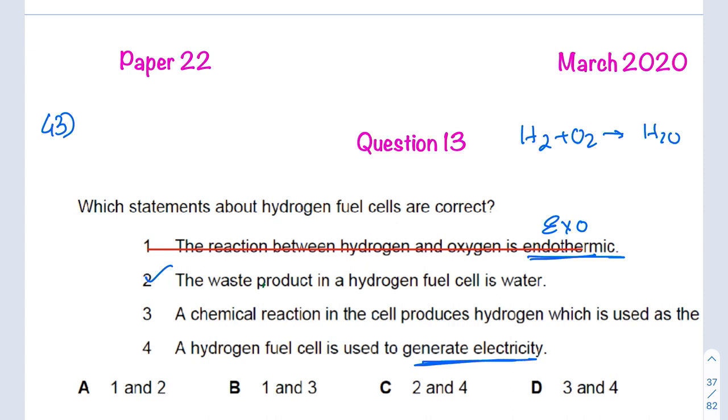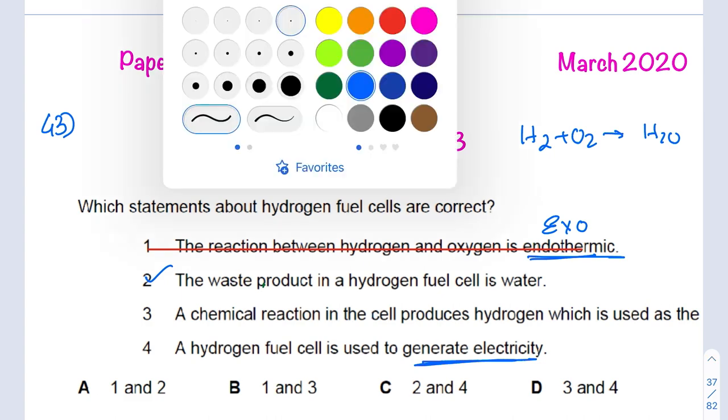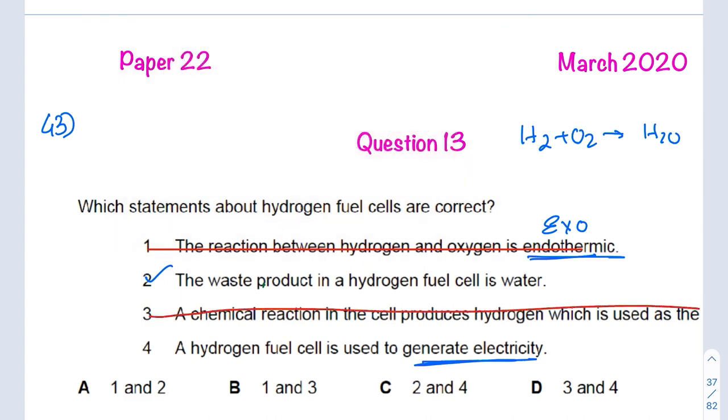The chemical reaction in the cell produces hydrogen? No. So we have just seen that it uses hydrogen. Hydrogen is a reactant. It's not a product. So therefore, third option is also wrong. So just now we have learned that fourth option, it is used in the production of electricity, is correct. So therefore, option 2 and 4 is correct. So which is that option?